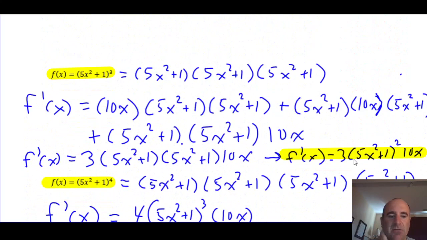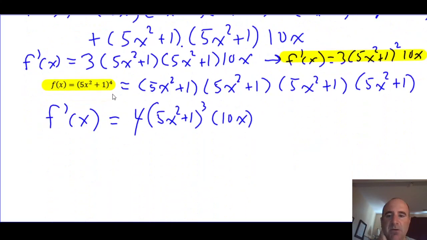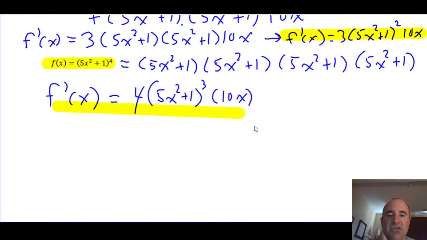Same here. Bring the 3 down, okay, 5x squared plus 1 squared, and then multiply by the derivative of the inside, which is 10x. Same thing here. Bring the 4 down, okay, the exponent becomes a 3, and then we multiply by the derivative of 5x squared plus 1, which is 10x.